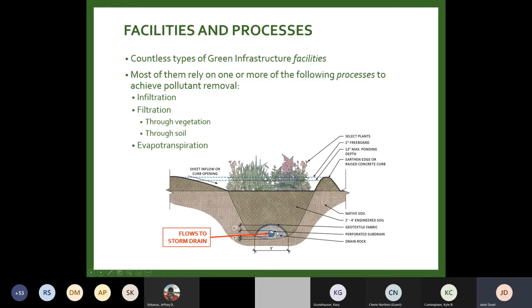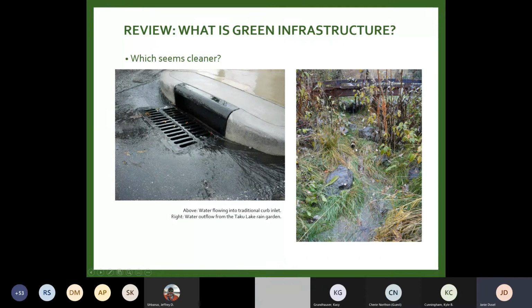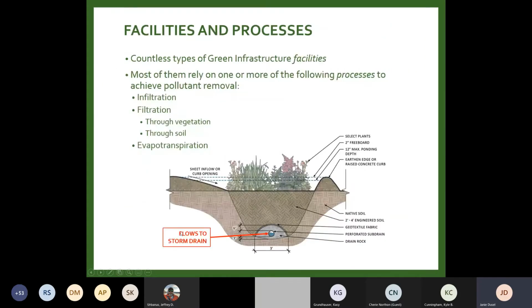It's going to be, in this case, collected at the bottom in a subdrain pipe that then probably flows to a storm drain. It could flow to an open channel. It could flow to a creek. I'm going to actually go back really quickly. In the case of this picture, that's exactly what this is. This is an outflow from a bioretention area that flows in this little swale directly to Taku Lake. But in a lot of cases, it just flows directly connected to a storm drain. So the primary treatment mechanism here is filtration.